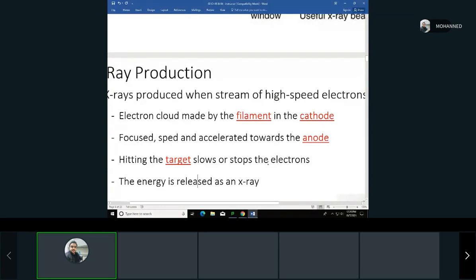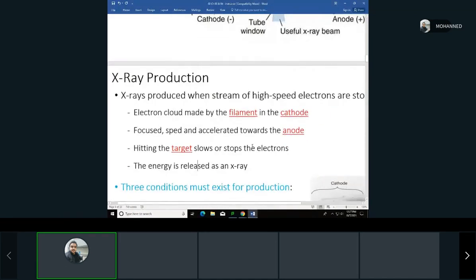You have the filaments that will give us some electron cloud, and then we have a focusing cup that, with the help of the voltage, will speed them up and hit the anode, which is the target. Once they hit the target, they'll slow down or stop, and this will get the X-ray made.